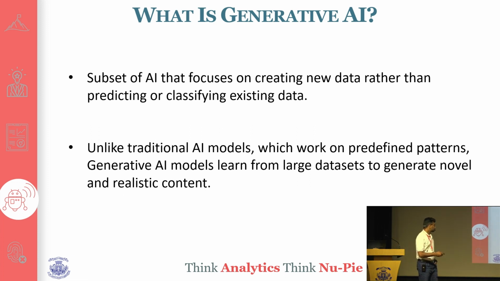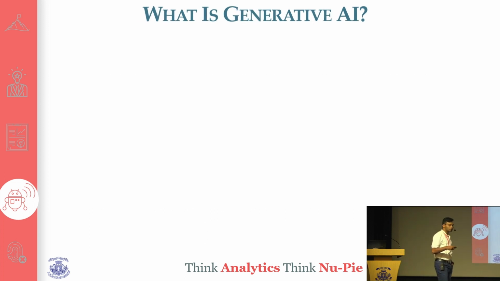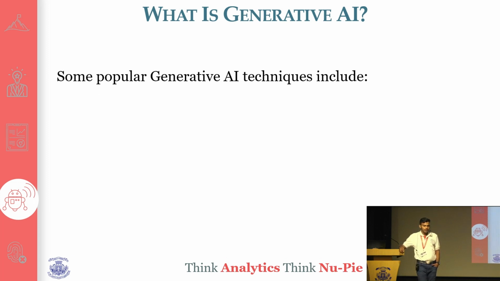Conventional AI works on predefined patterns, whereas generative AI models learn from large data sets to generate novel and realistic content. So, in order to create content, we are not following a predefined pattern; we are using large data sets. Do you know how much data was used for ChatGPT to generate the text it is generating now? It's somewhere around 45 million text conversations. That is the data set size we are talking about.